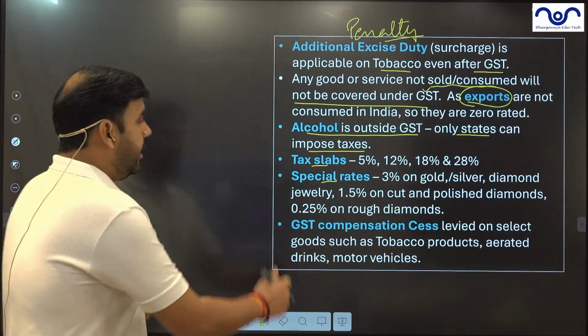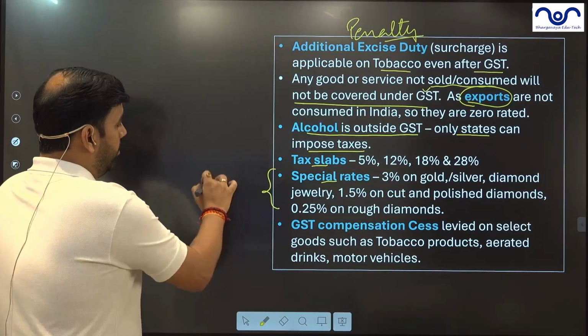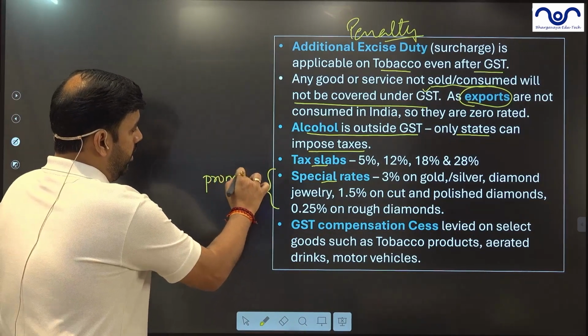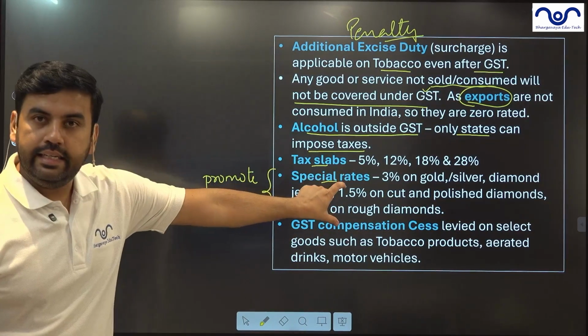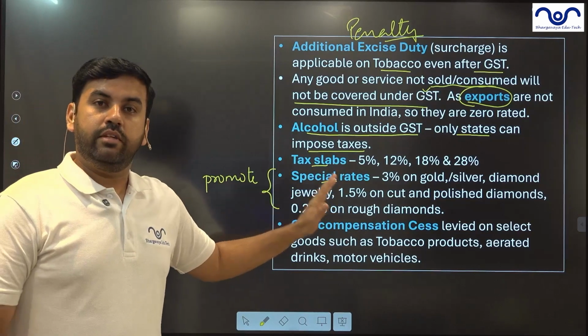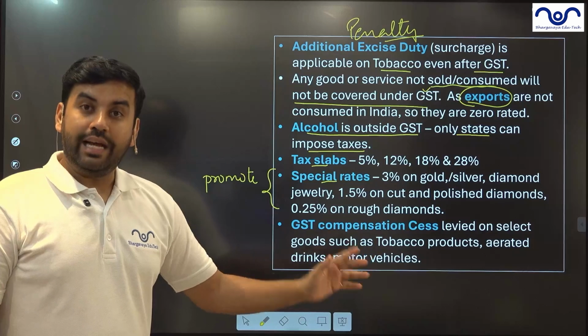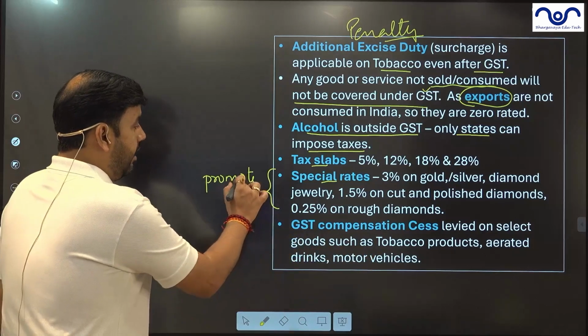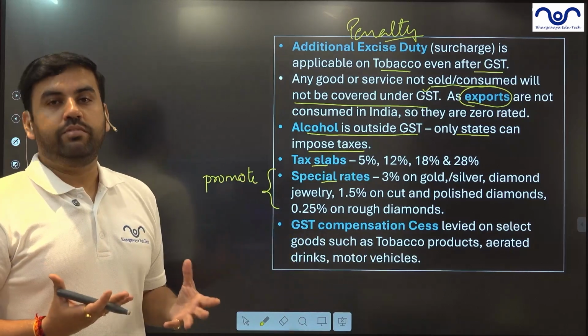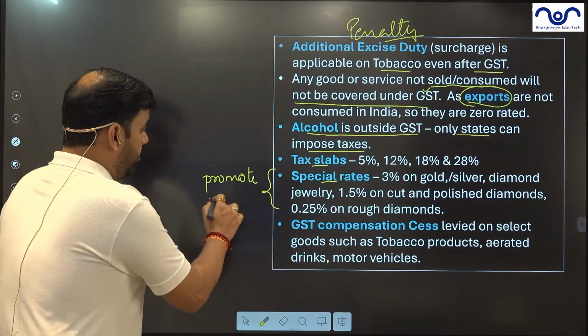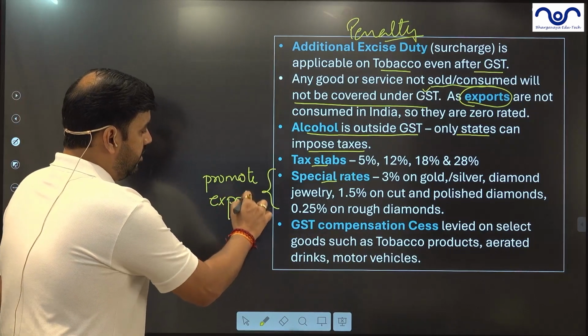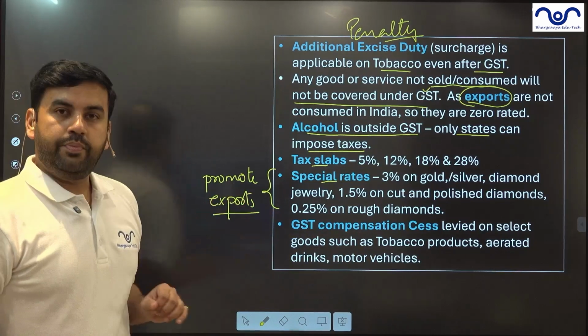Why? Guys, this is a specialized thing to promote export. This lower rate, first of all, gold, diamond, silver is culturally very important for India. It provides a huge employment. And secondly, India has one of the largest exports of gems and jewelry. That's why to promote exports, their rates are being kept low.